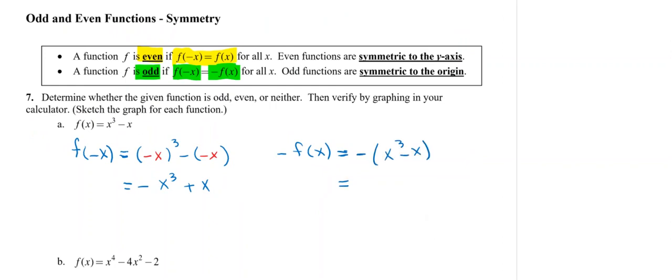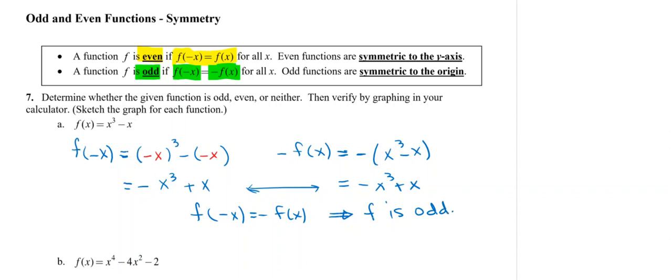And when we do that, we get negative x cubed plus x. Oh, and look at that. They are, in fact, equal. F of negative x turned out to be equal to negative f of x. That means the function f is odd. And that's where the name comes from. All the powers in this polynomial are odd, and when that happens, you get an odd function.